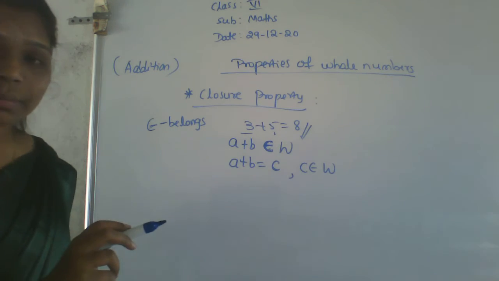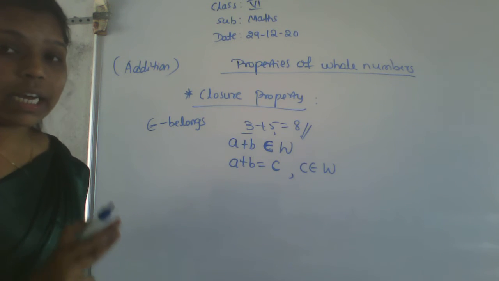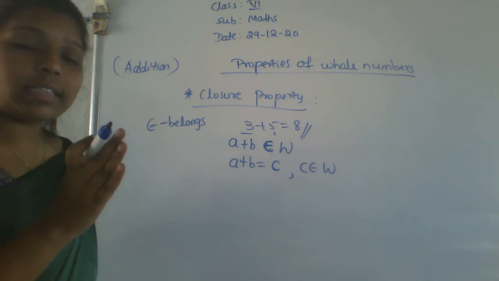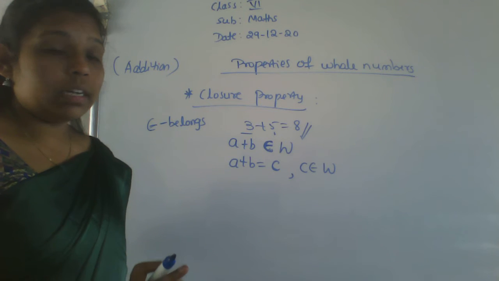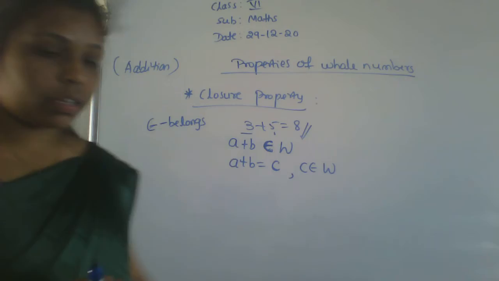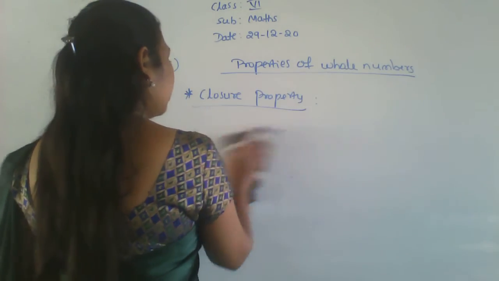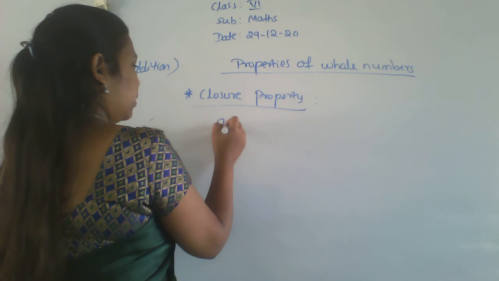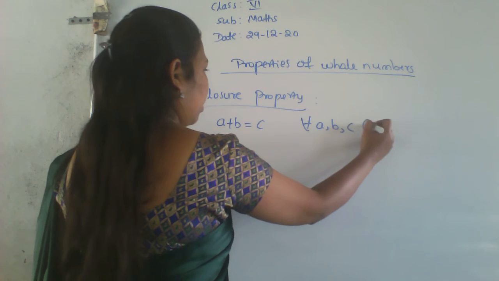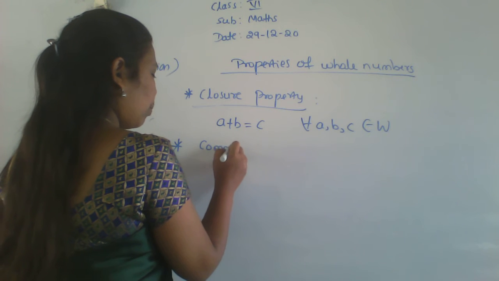Okay, closure property means the sum of two whole numbers is again a whole number. Take any two whole numbers, they belong to whole numbers only, and the sum is also a whole number. Means the closure property is satisfied. Okay, so next one. In general formula I am writing for all a, c belongs to whole number. Next property is the commutative property.